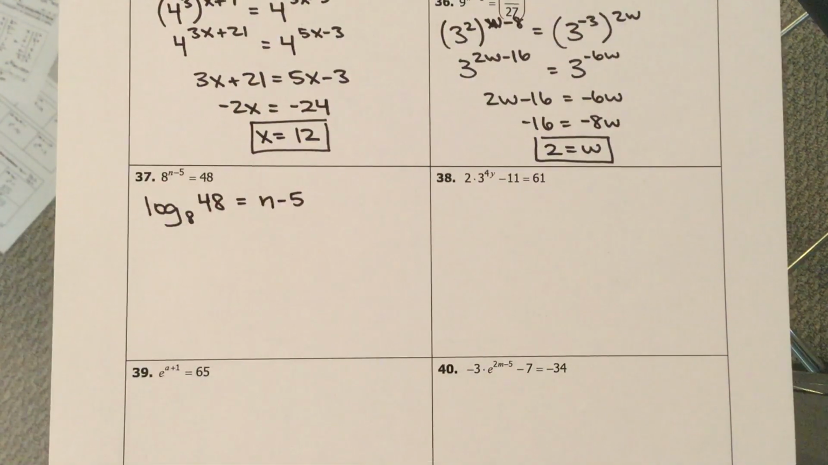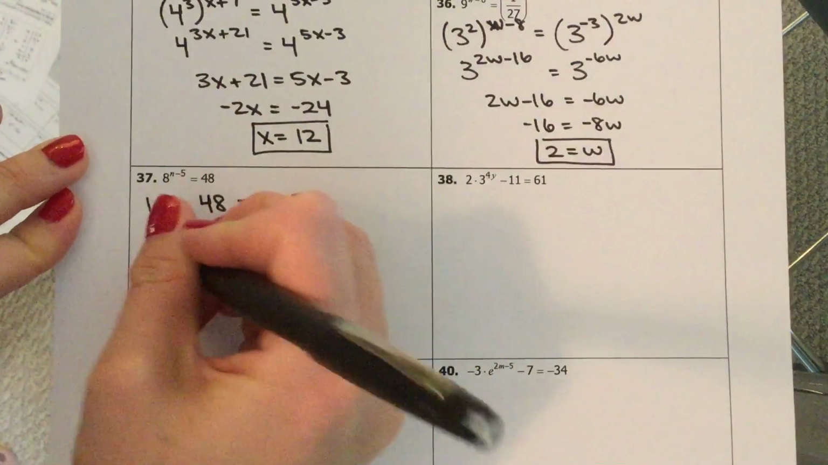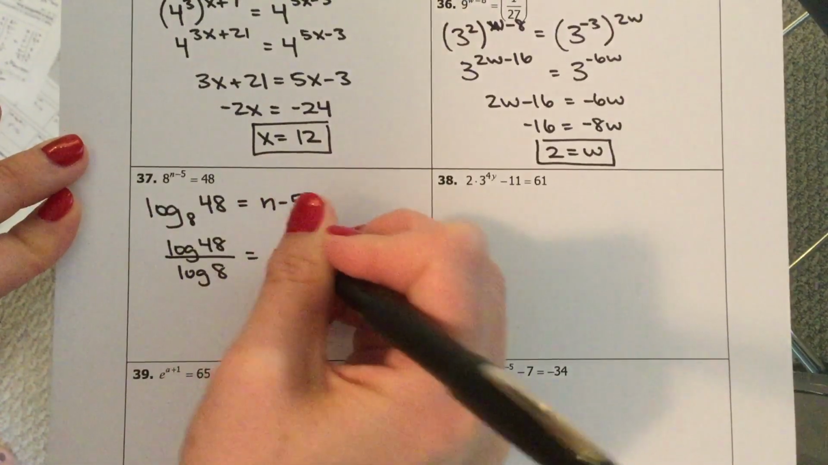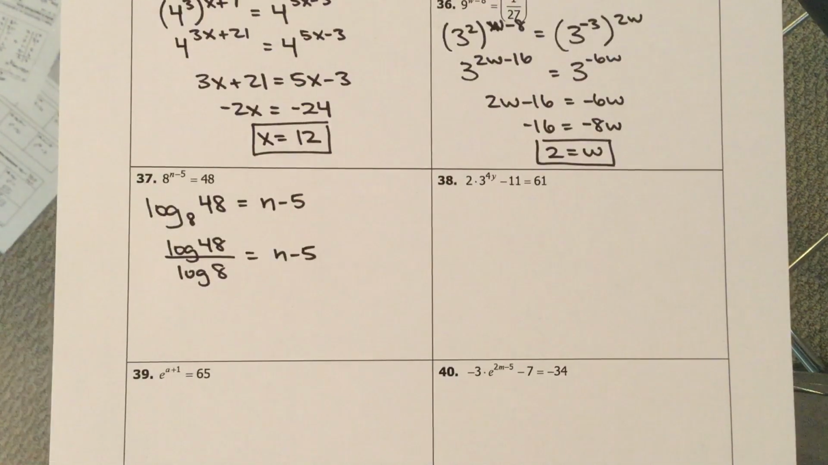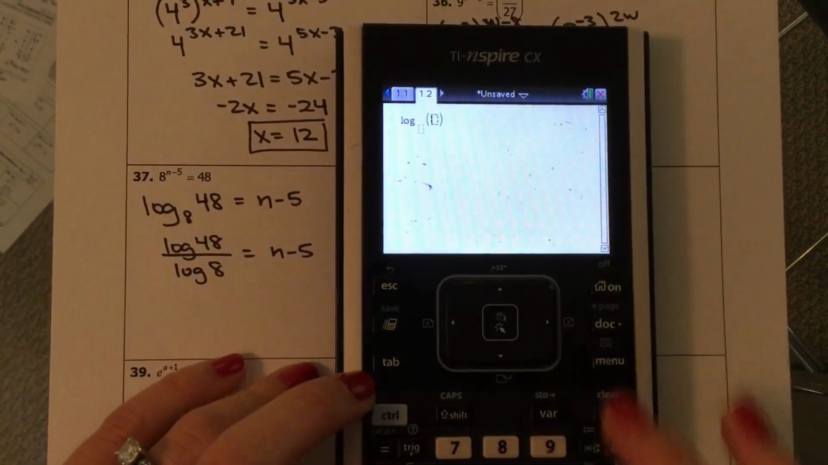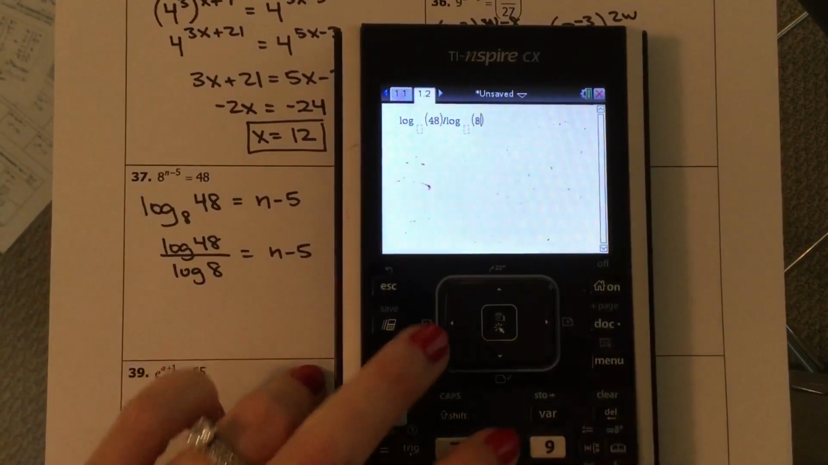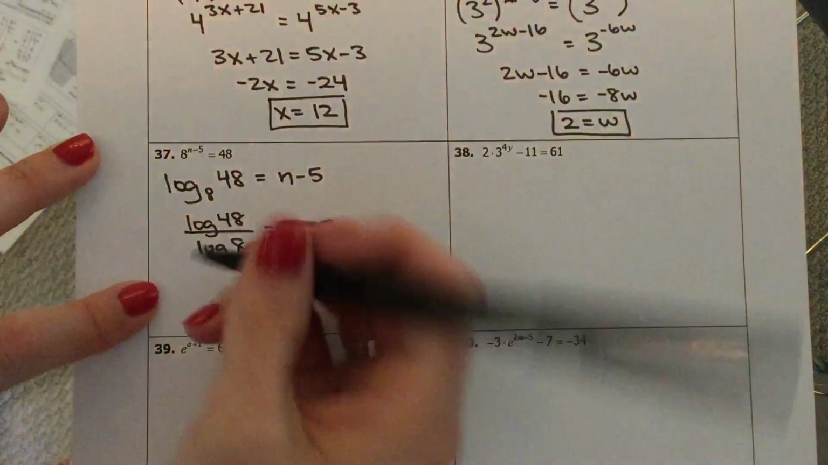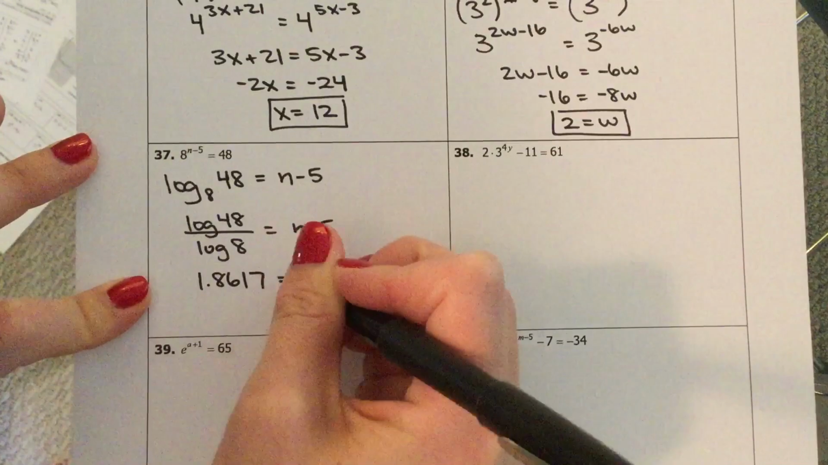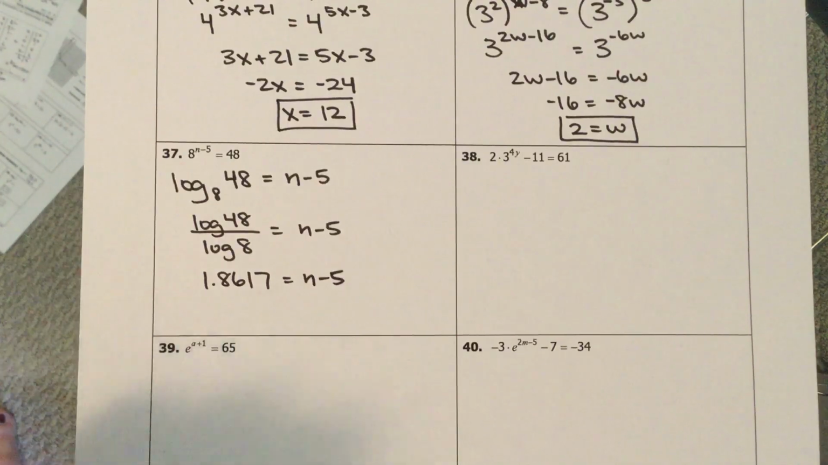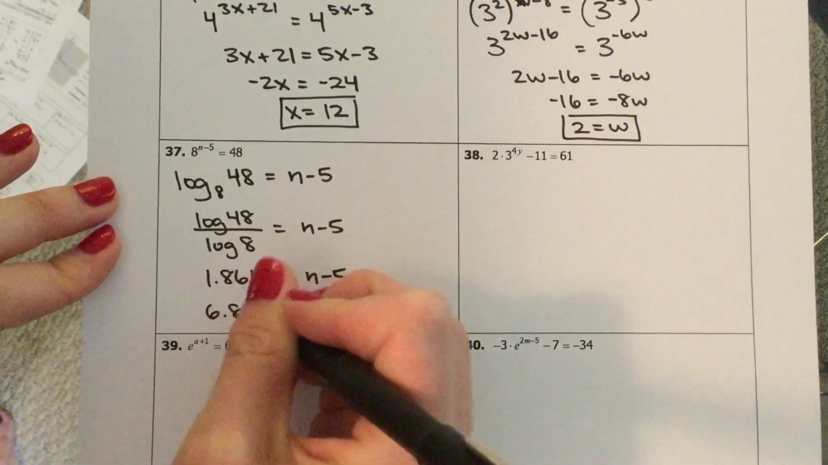Anytime you have something like what we have on the left, you're going to use our change of base formula to get a nice, lovely decimal for this. And then we can solve our equation just like normal. It just so happens that we'll have a rational answer there. Okay, so let's do it on the graphing calculator this time. So we have the common log of 48 divided by the common log of 8. And we'll use this decimal, so 1.8617 equals n minus 5. And then all I need to do to get the n by itself is just add 5 to both sides. So when I add 5 to this, I get 6.8617.